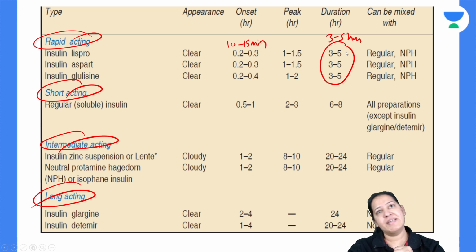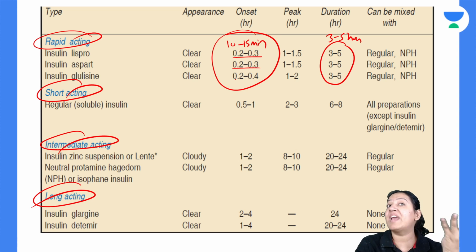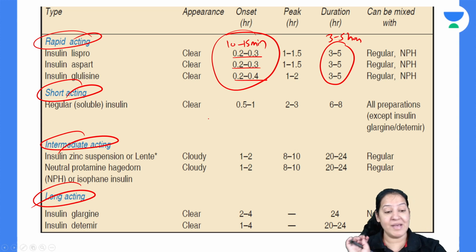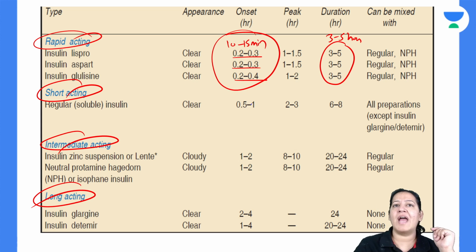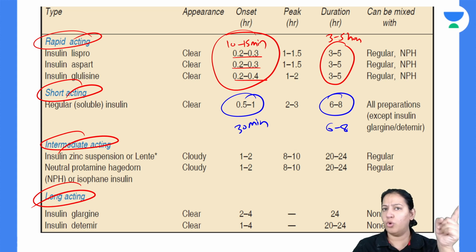Have you got it? That is rapid acting, and it comes into role in 10 to 15 minutes. That is 0.2 to 0.3 hour, 10 to 15 minutes. The best insulin, right? The second, short acting, requires 30 minutes for onset, but the duration of action is 6 to 8 hours. So both have increased, right?